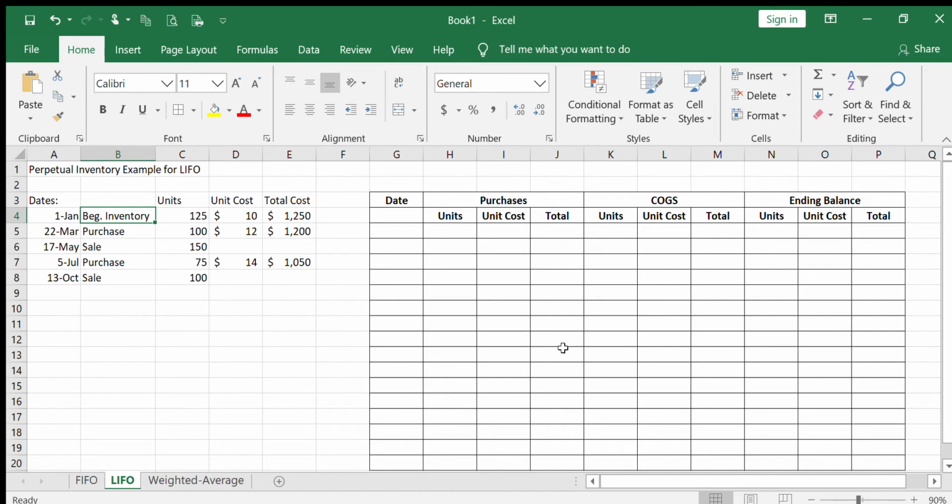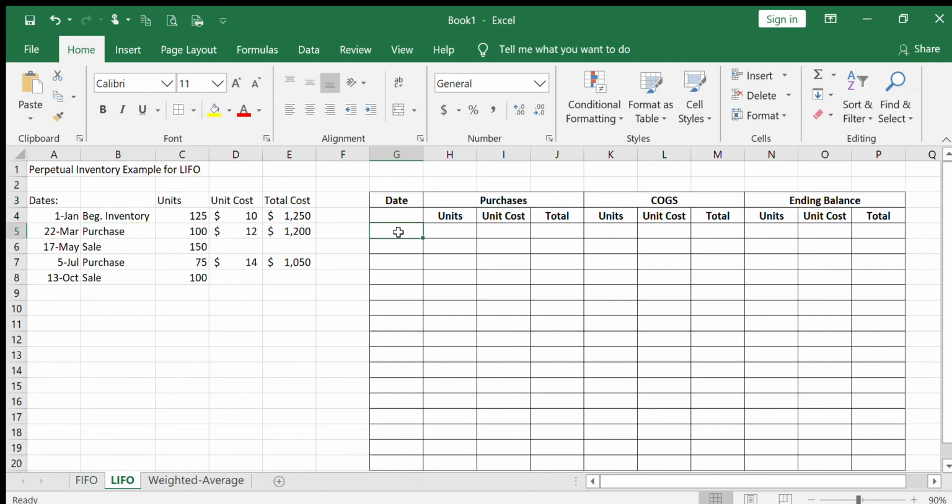Today we will be going over the LIFO method in determining what our cost of goods sold and our inventory is worth. Previously, I did a video on the FIFO, first in, first out method, but today in this video we will be going over the last in, first out method. So we will begin with this example problem.